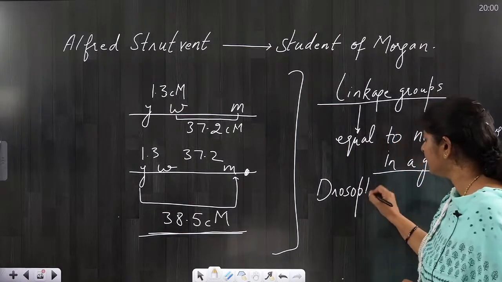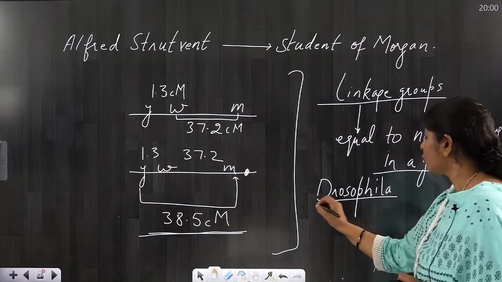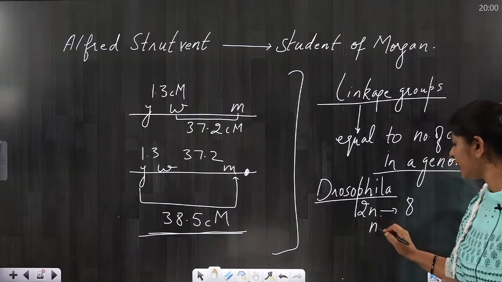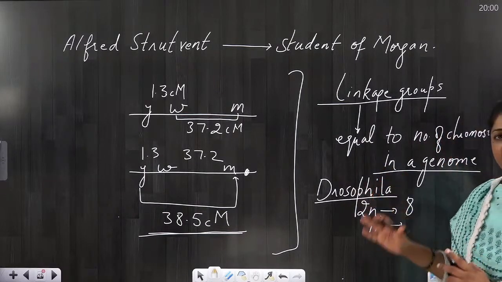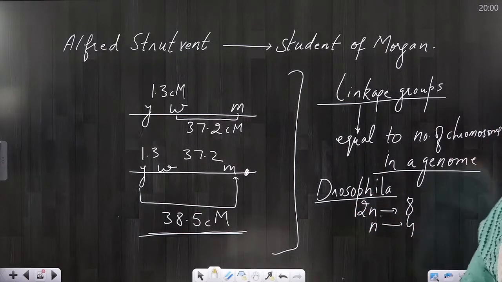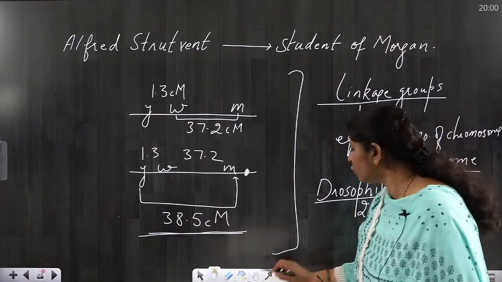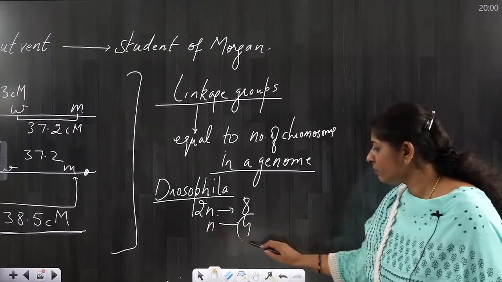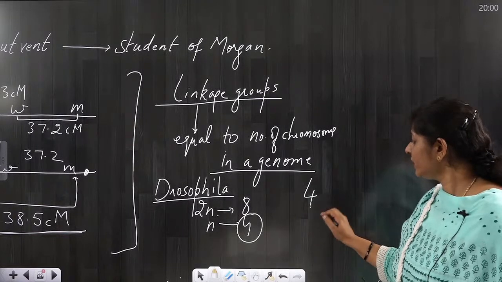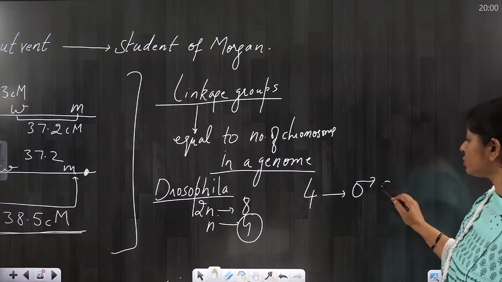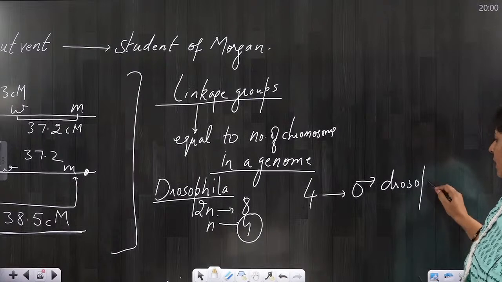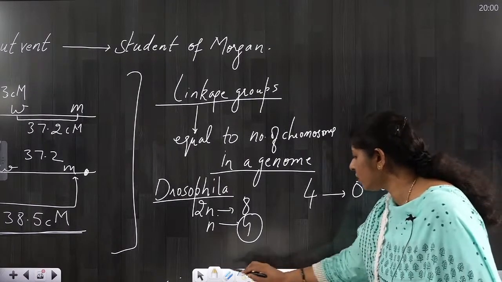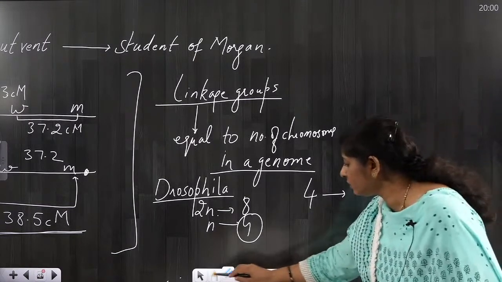Now for example, I have discussed Drosophila with you. How many chromosomes is it having? 8. Now in genome n, what will be its value? 4. Now how many linkage groups must they have? 4. But 4 in case of the female Drosophila. Why not in case of the male, in case of the female? I must draw the sign here for the female.